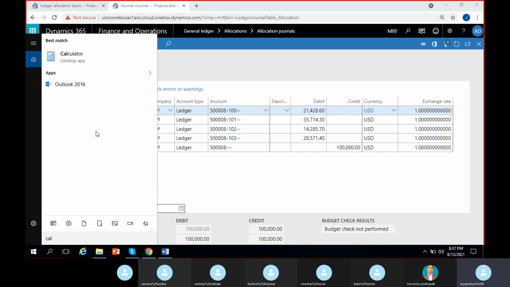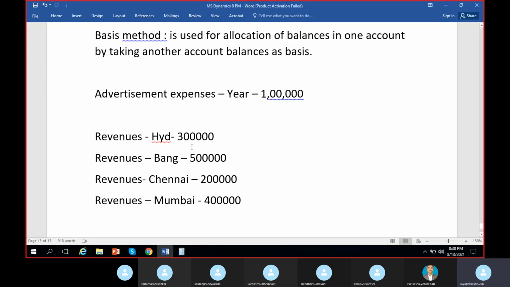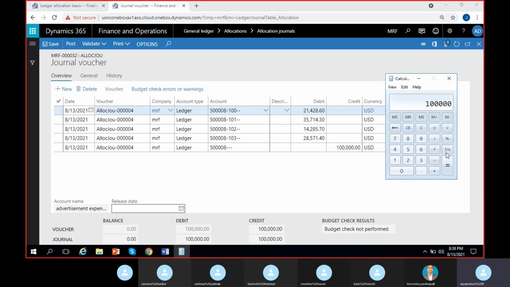I'll just take out the calculator, go for the 1 lakh amount. Previously I told you that the ratio is 3 by 14, 5 by 14, 2 by 14 and 4 by 14, right? So 1 lakh amount into 3 divided by 14 is equal to 21428.57, which is rounded off to the nearest 0.60. Same here, 30, 70 and 40. The same way: 3 by 14, 5 by 14, 2 by 14 and 4 by 14.